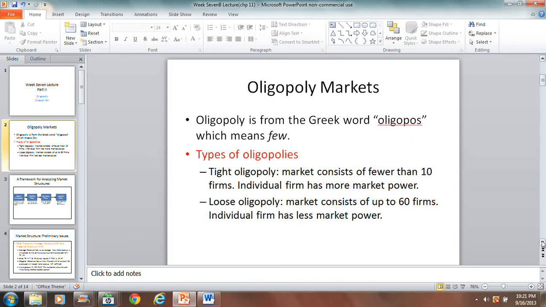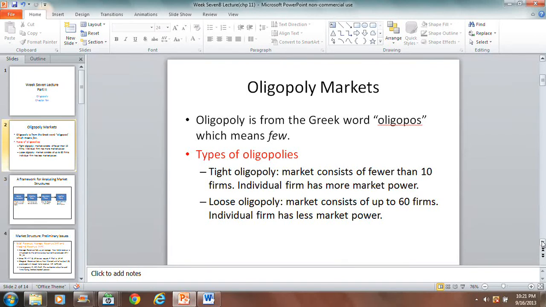In terms of types of oligopolies, there are 2 types I want to mention. One type is called a tight oligopoly, where you have really few firms in an oligopolistic marketplace, typically no more than 10 firms. The industry under those conditions is called tight because there are fewer firms, and those firms will have more market power because there are fewer of them, and hence they have a tighter grip on the market.